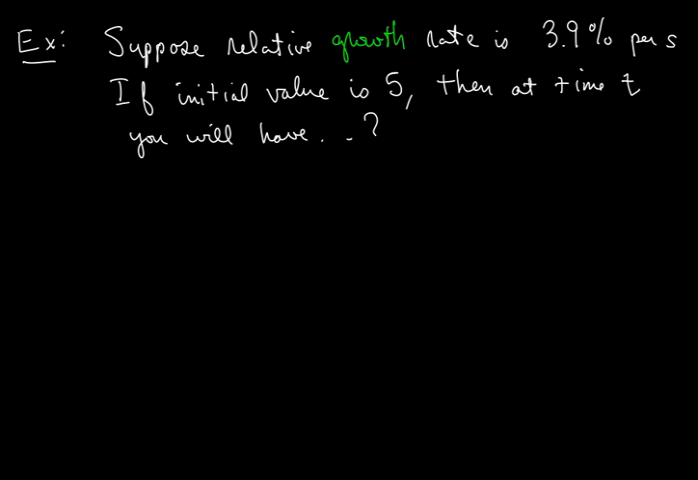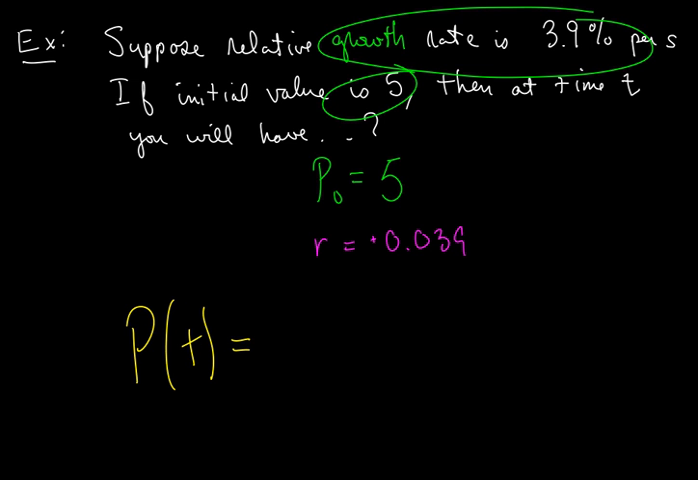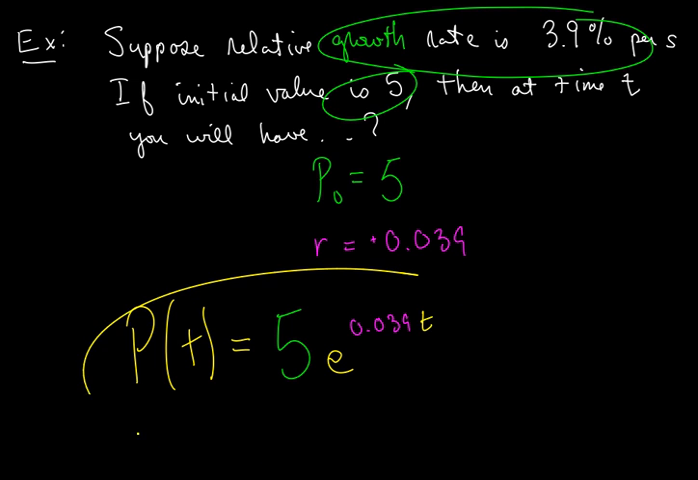Of course, if they give you a relative growth rate, if the relative rate of change is a relative growth rate, then instead of r being negative, it's going to be positive. That's the only difference. Okay, the initial value is again 5, so p0 is going to be 5, and r is going to be positive 0.039, and therefore the exponential function is going to look like 5 times e to the 0.039 times t. And that's it.